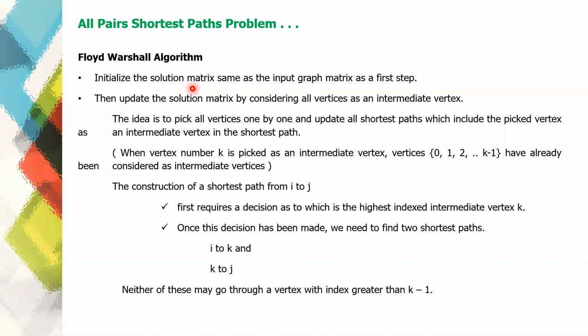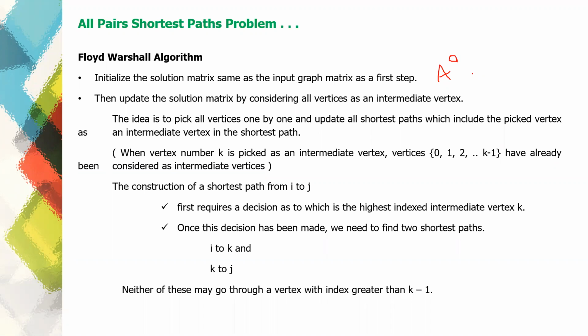Initially, we are going to build an adjacency matrix as the first step. The first step is to build an adjacency matrix, A naught. This is what is called A naught. You are going to build A naught. Then in the remaining steps, you are going to build the remaining matrices, which are called A1, A2, A3, and so on.